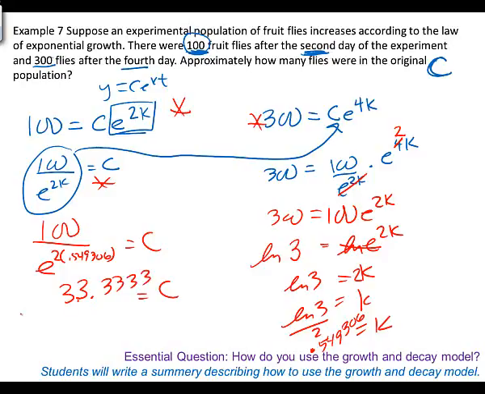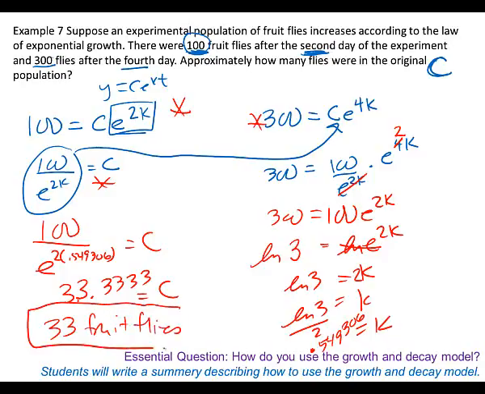Okay. So go back and answer the question, and let's look at it and make sure that our answer makes sense in the context of the problem. It says approximately how many flies were there in the original population. So in the context of the problem, are we going to have 0.3333 of a fly? No. So we'd probably say there's going to be 33 fruit flies in the original population. Because having 0.333 of a fly is no good.